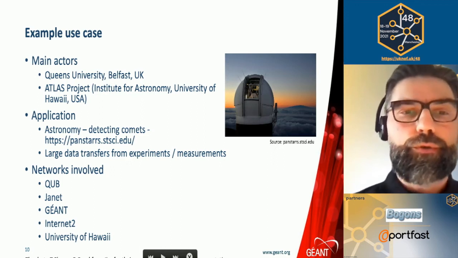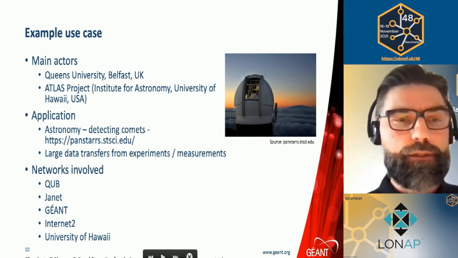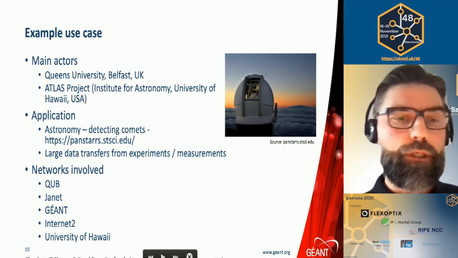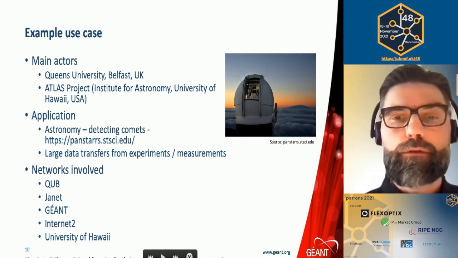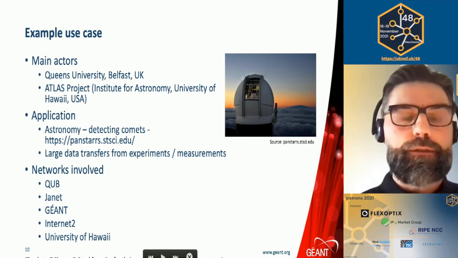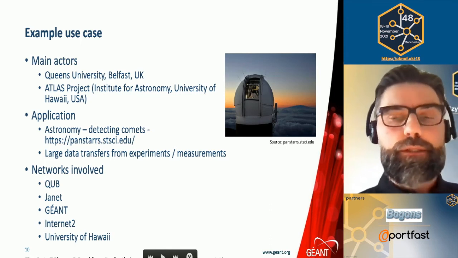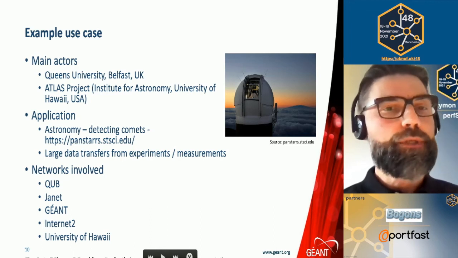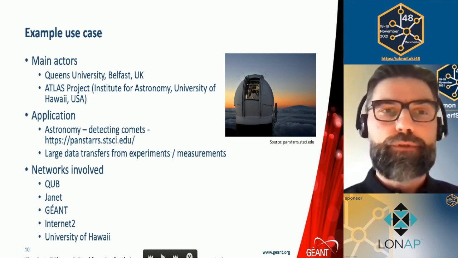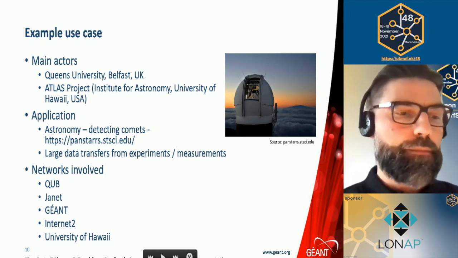And it's for sure the traffic between the two institutions is traversing multiple domains. So you have at least this Queen's University Belfast, you have the Janet network in the UK, then you have GEANT as a pan-European network, Internet2 as the US network, and finally somewhere regional or local in the University of Hawaii. So if any issue arises between the two institutions, then it's really a problem and probably a time-consuming debugging process to find where the real problem is.